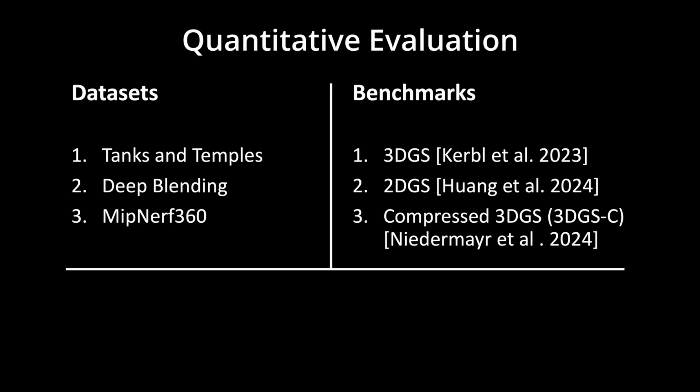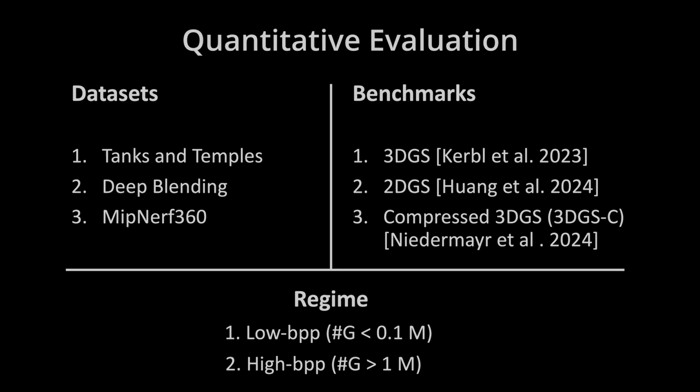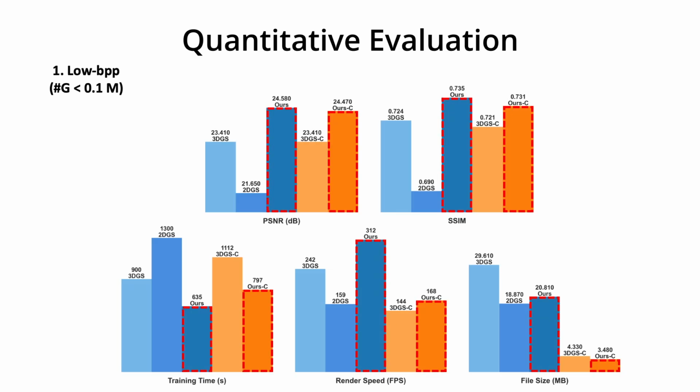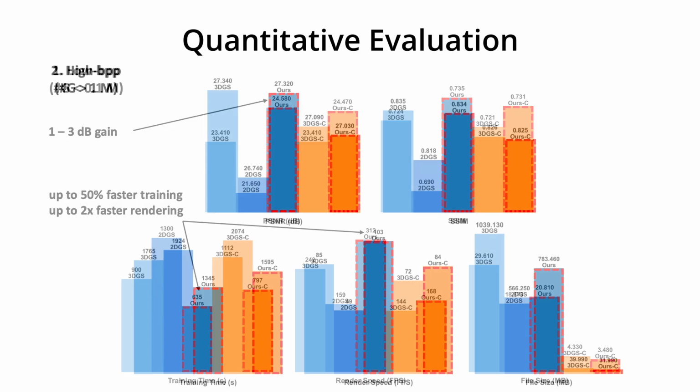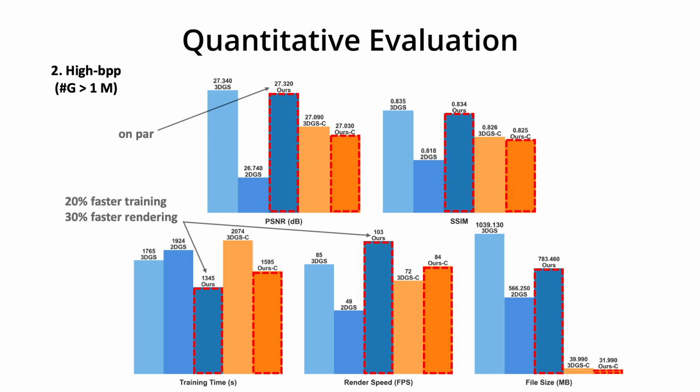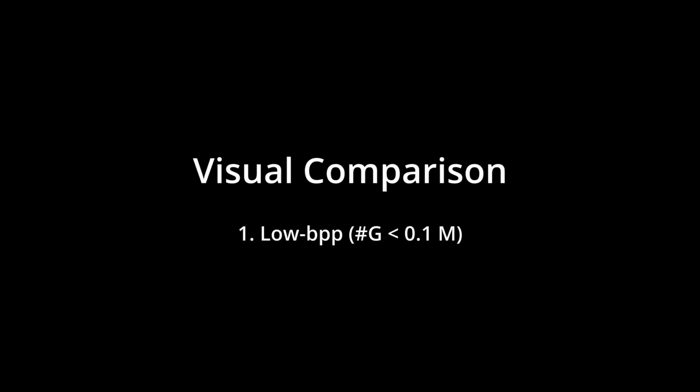We evaluate our method on well-known 3DGS datasets and compare it with state-of-the-art techniques. We consider 2 regimes: low BPP, under 100,000 Gaussians, and high BPP, over 1 million Gaussians. We apply the same compression techniques to our method and baselines for fair comparison. At low BPP, our method surpasses 3DGS and 2DGS in quality and speed. We train 50% faster than 2DGS and render 2 times faster. At high BPP, our method performs on par with 3DGS in quality, but requires 20% less training time and has 30% faster rendering. Now we dive into visual comparisons.